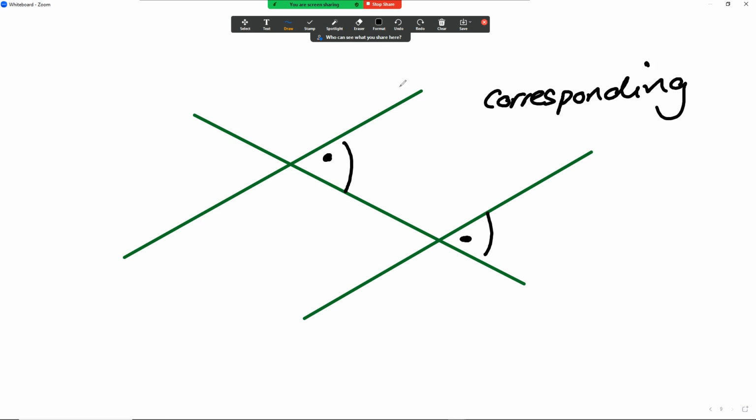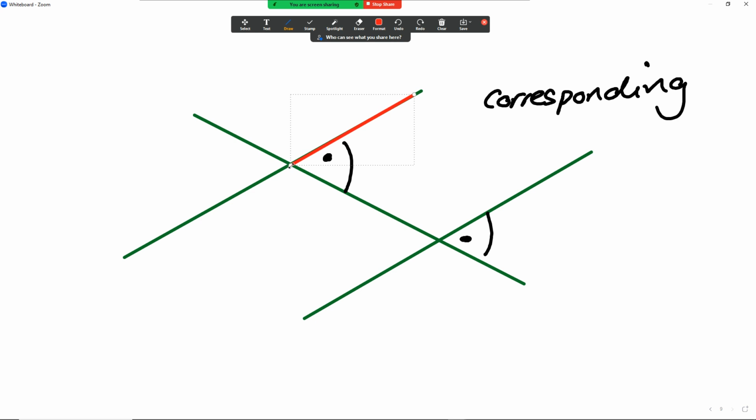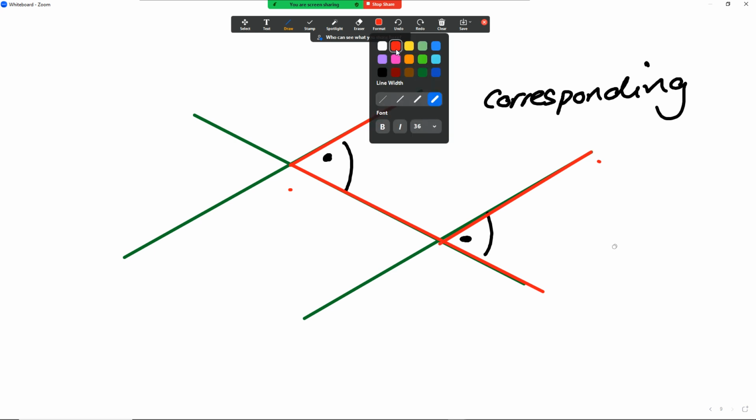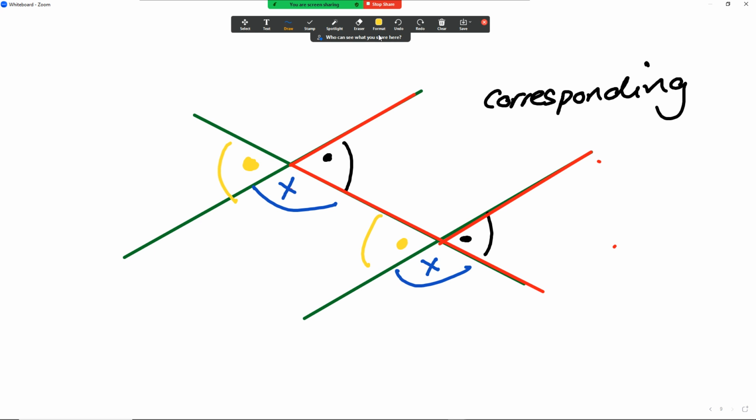And corresponding angles, you'll notice, has some kind of F shape. So it will be something like that and something like that. At the same time, these two angles are also corresponding, as well as those two angles here. And these two angles as well are corresponding.